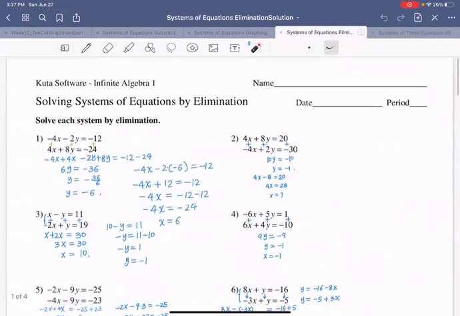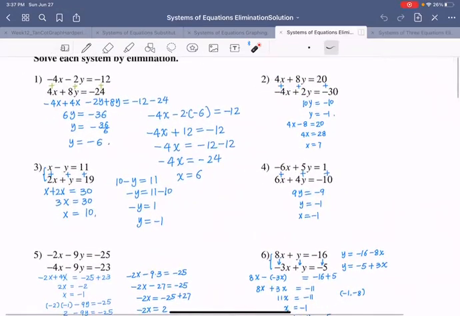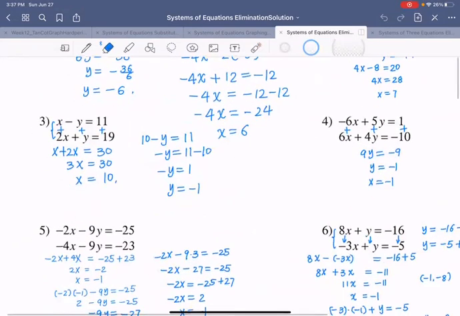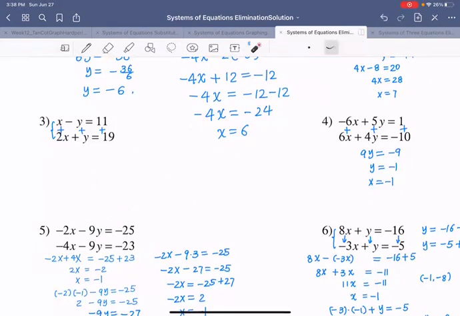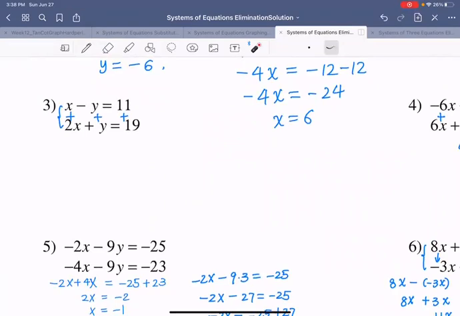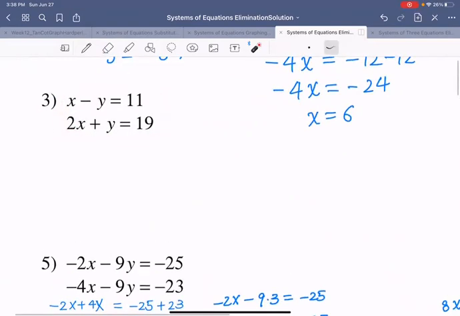Let's do the elimination method. For the elimination method, it is not hard, but you have to understand the things here. Shangli, let's do number 3. Look at this, Shang. I like to plus the left side and plus the right side. The equation will still be okay, okay?